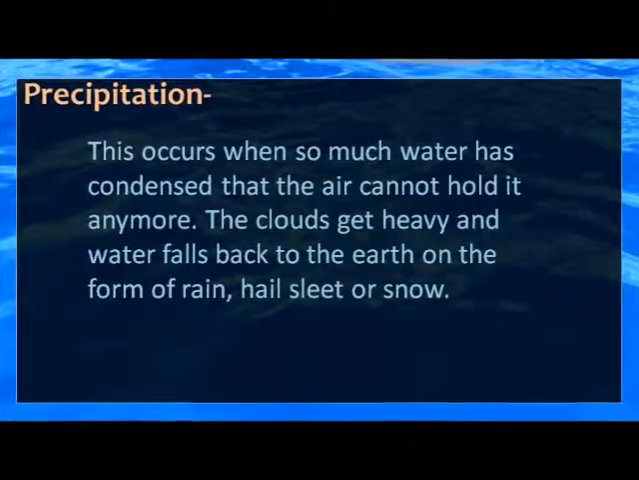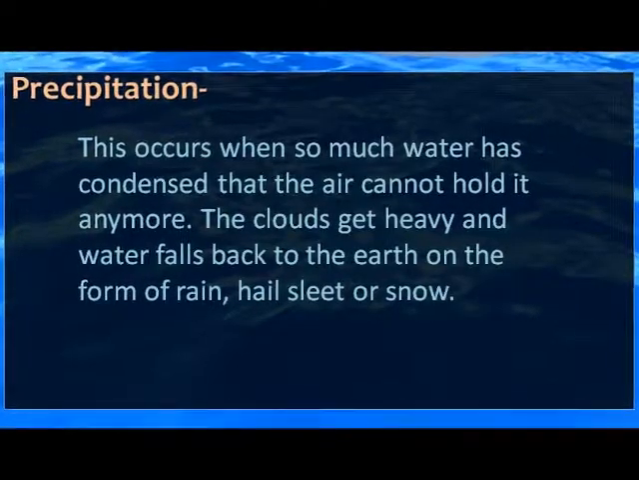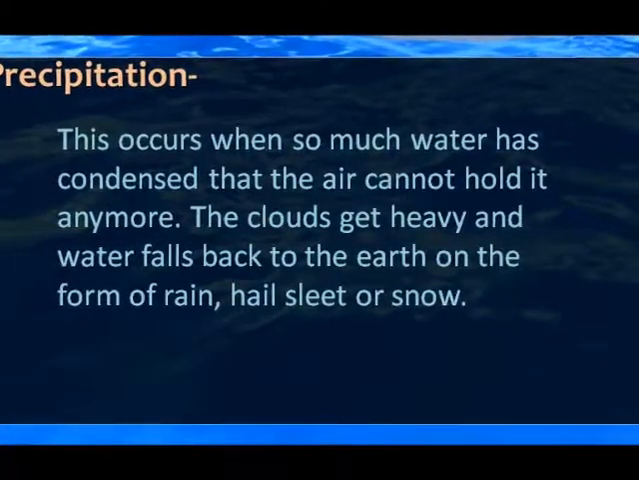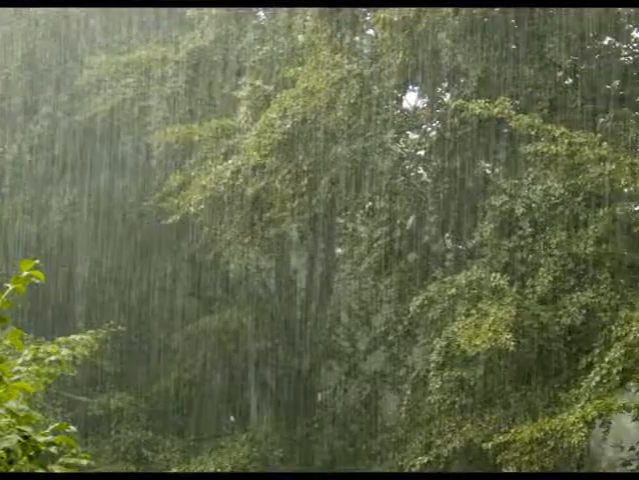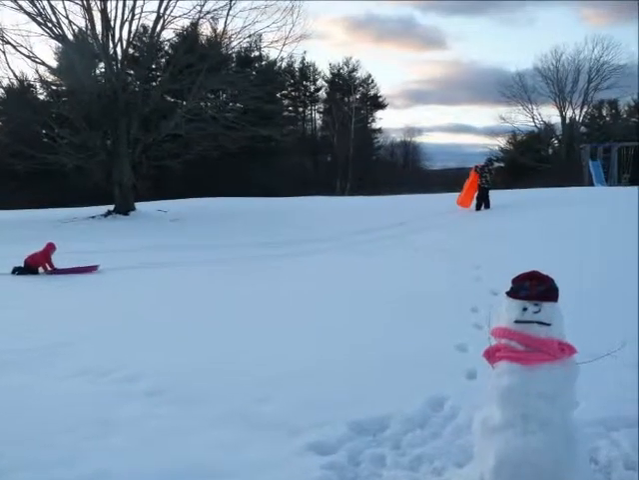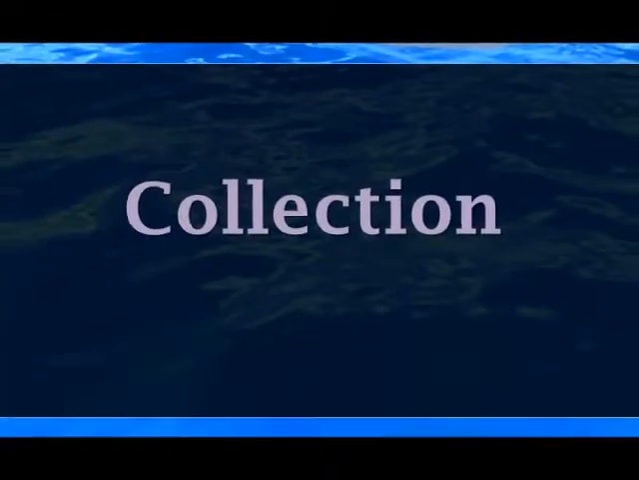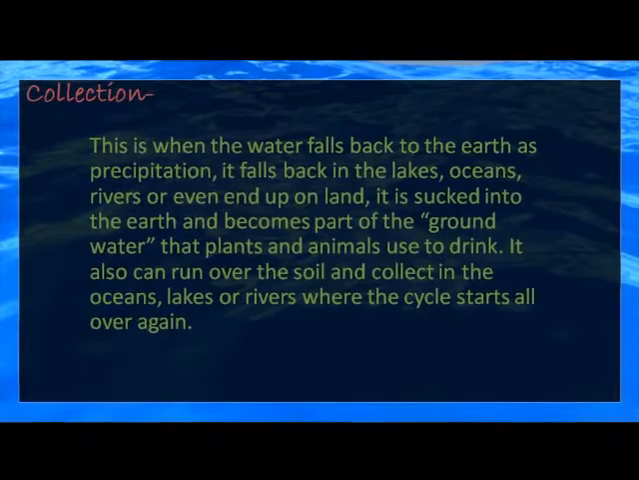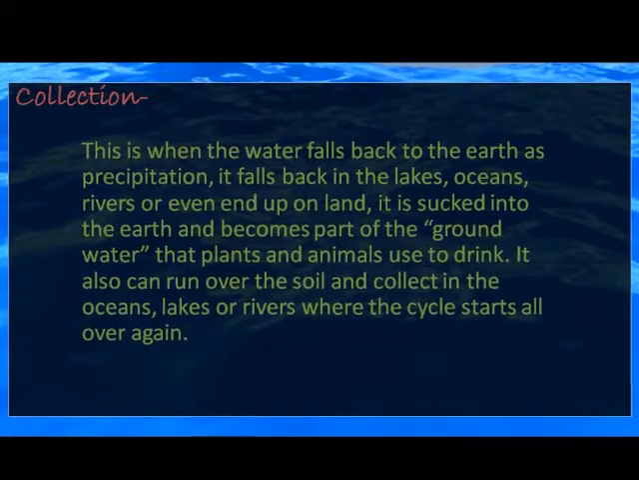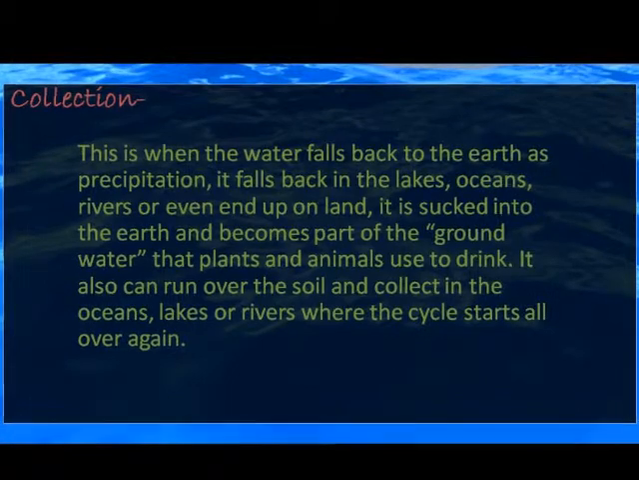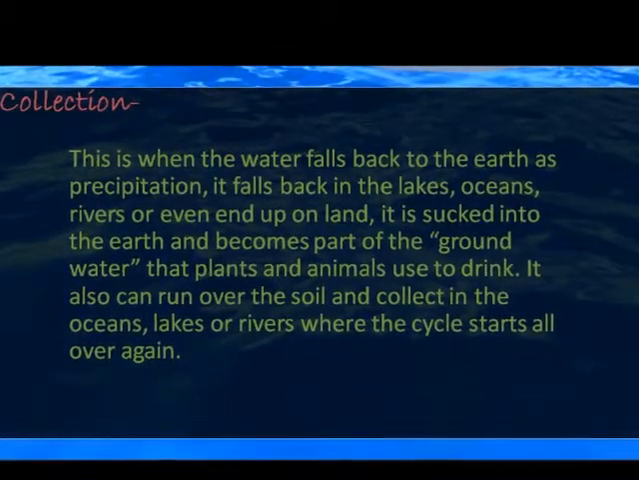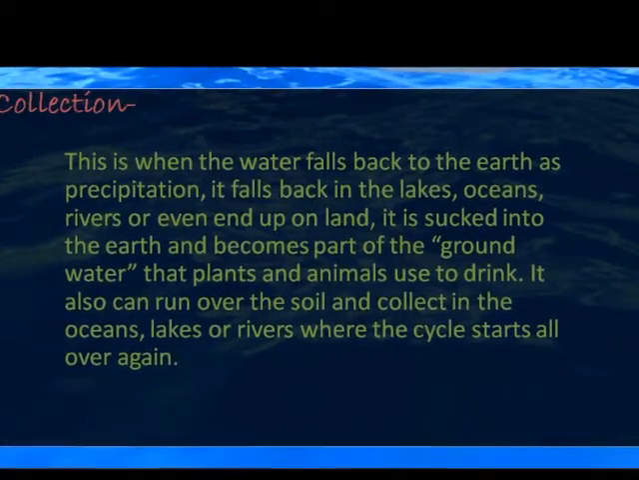which leads us to precipitation. Precipitation occurs when so much water has condensed that the air cannot hold it anymore. The clouds get heavy and water falls back to the earth, either in the form of rain, hail, sleet, or snow, which finally leads us to collection. So when the water falls back to the earth as precipitation, it could fall back into the lakes, ocean, rivers, or end up on land.